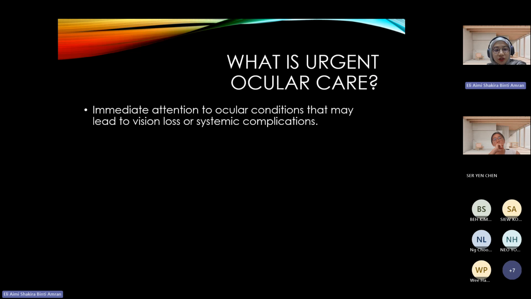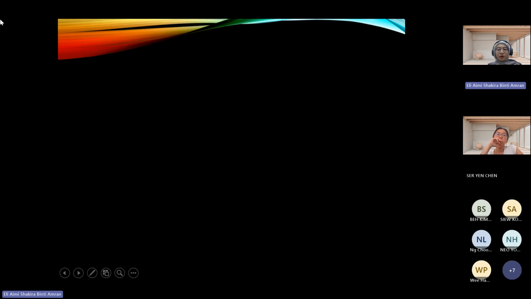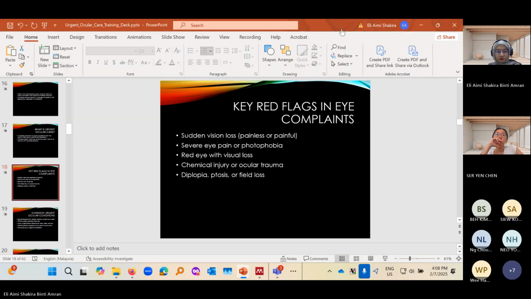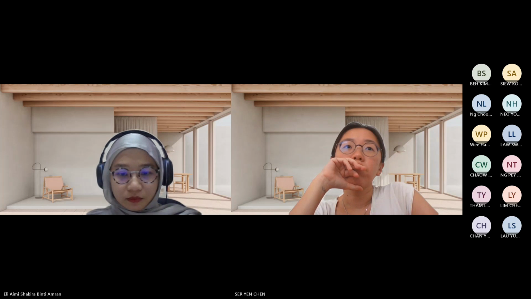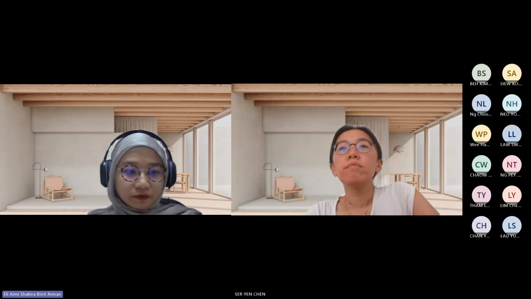So basically, what is urgent ocular care? It is immediate attention to ocular conditions that may lead to visual loss or systemic complications. It includes sudden vision loss, severe eye pain, trauma, or red eye with visual disturbances. Any questions that you would like to ask? So far, can we rest for 5 minutes and then continue?